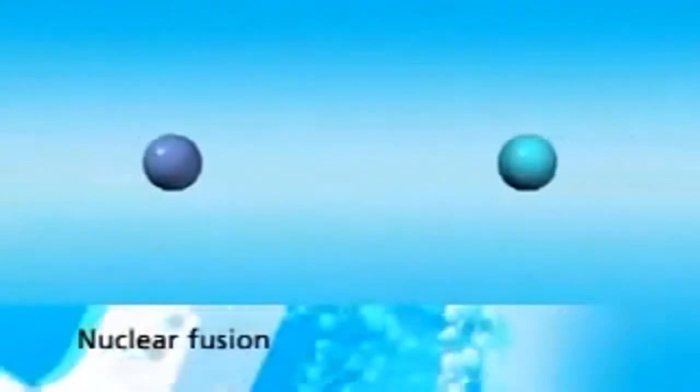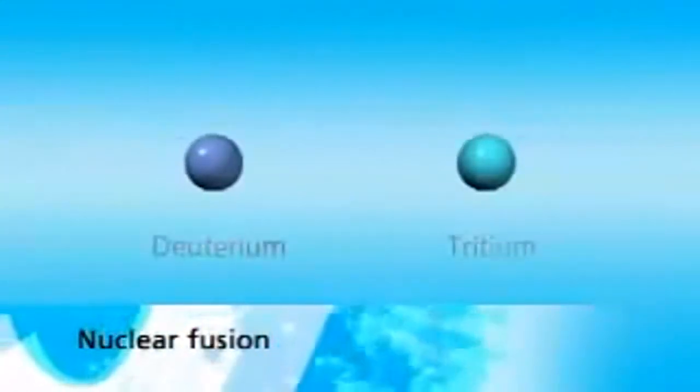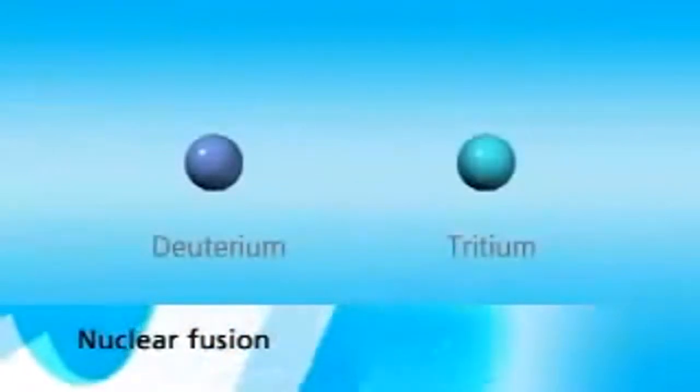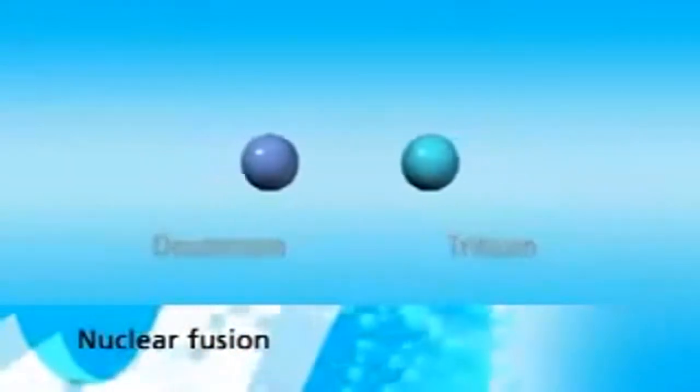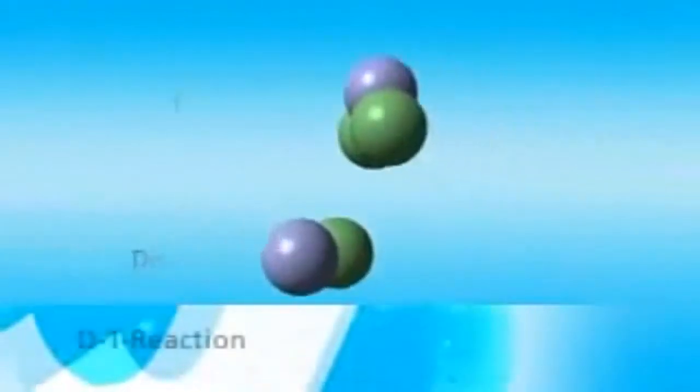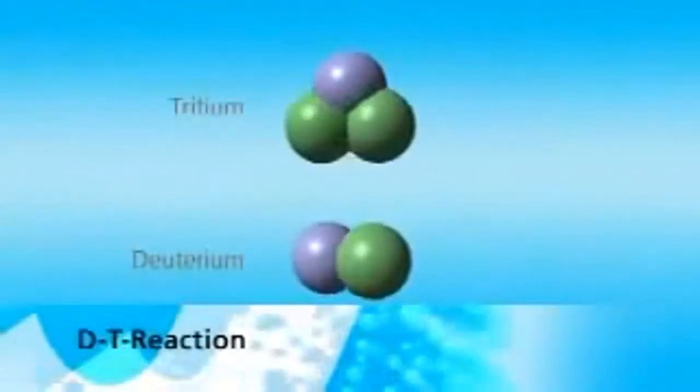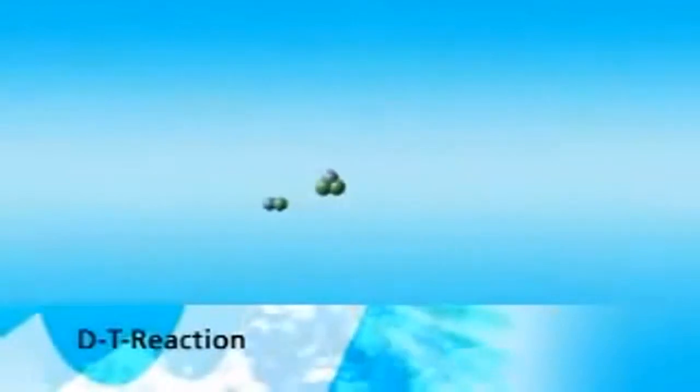Nuclear fusion. This is the reaction between the raw materials deuterium and tritium. The fusion of these two hydrogen isotopes produces the largest amount of energy compared to all other conceivable reactions between light atomic nuclei. The deuterium-tritium reaction takes place according to the following principle. The two atomic nuclei fuse to form a helium nucleus, and additionally, they set free a neutron.